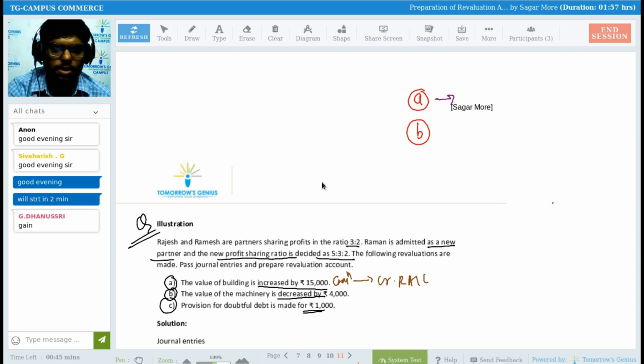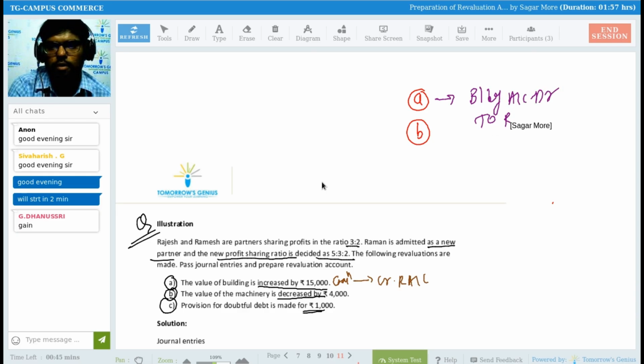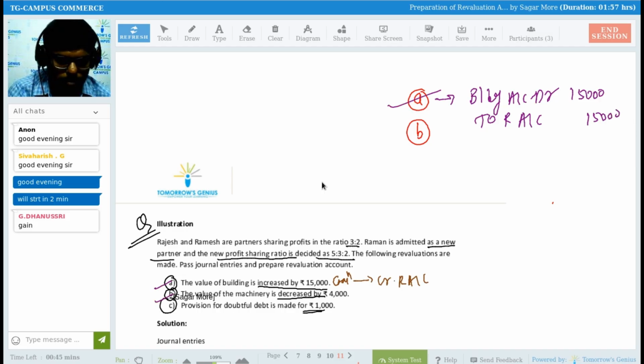So for A, the entry is: building account debit to revaluation account. An amount is 15,000 rupees and 15,000 rupees. Absolutely correct.